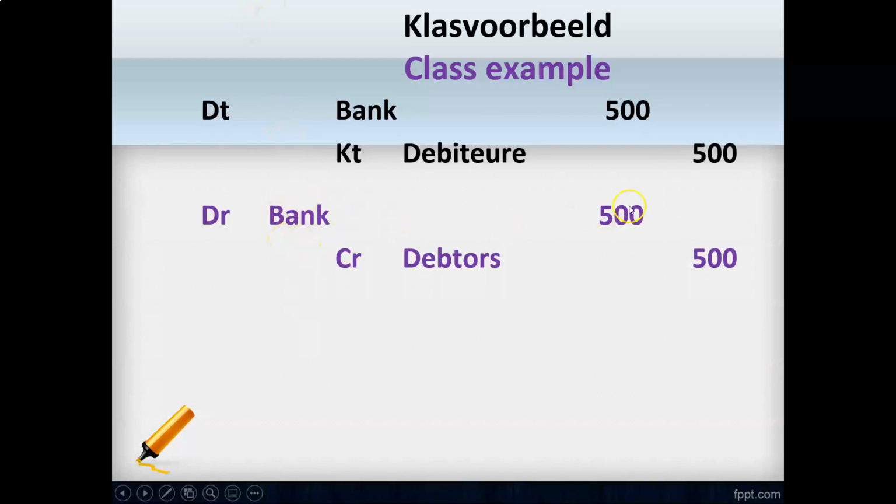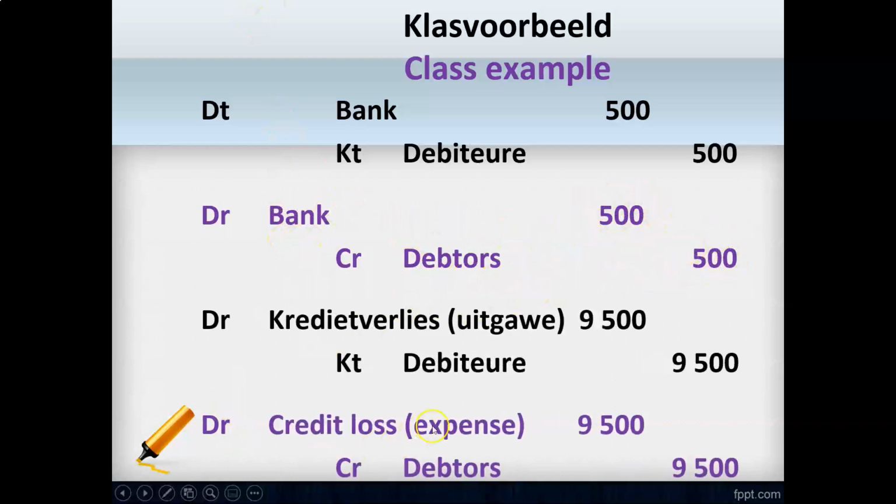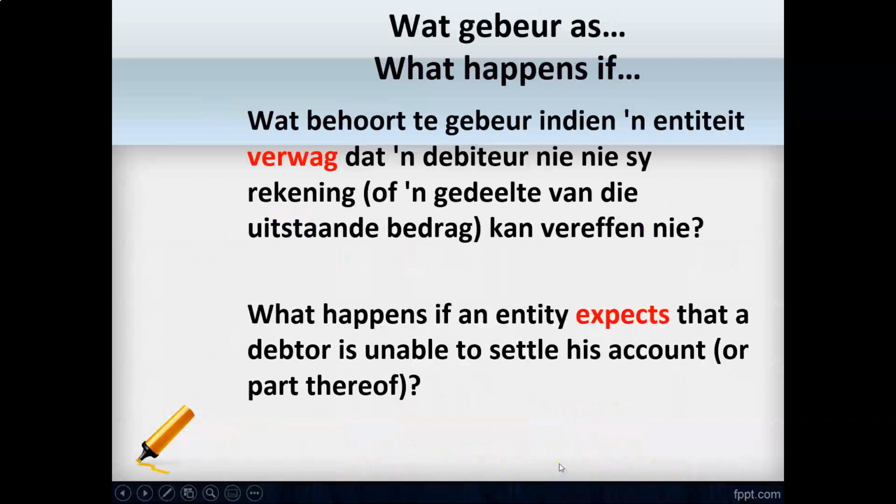So we're going to debit bank with the amount we're going to receive, the 500 Rand. We're going to credit debtors with 500 Rand. Then we're going to create an expense account, credit losses, and debit it with 9,500 Rand, and we're going to credit debtors with 9,500 Rand.